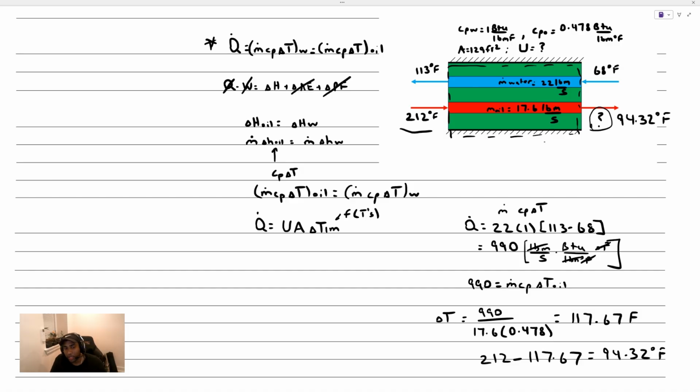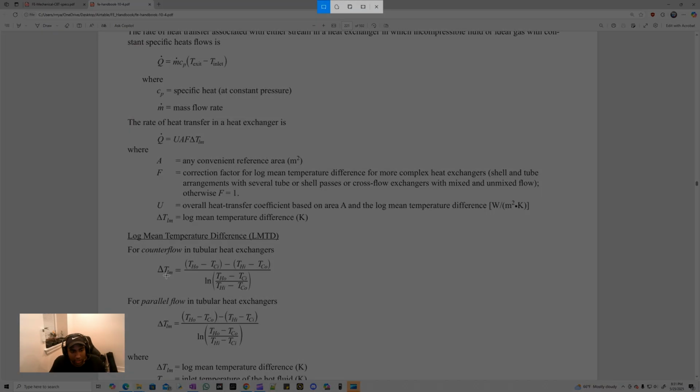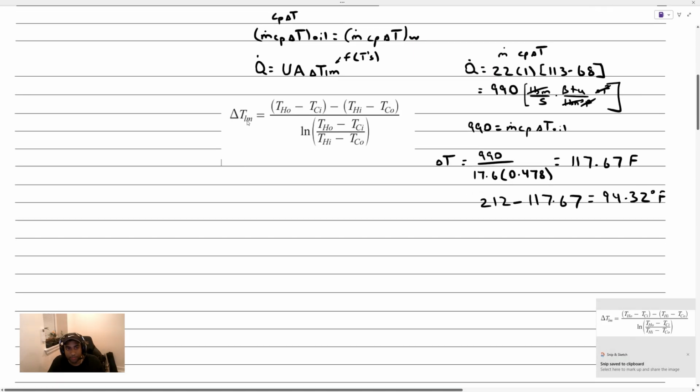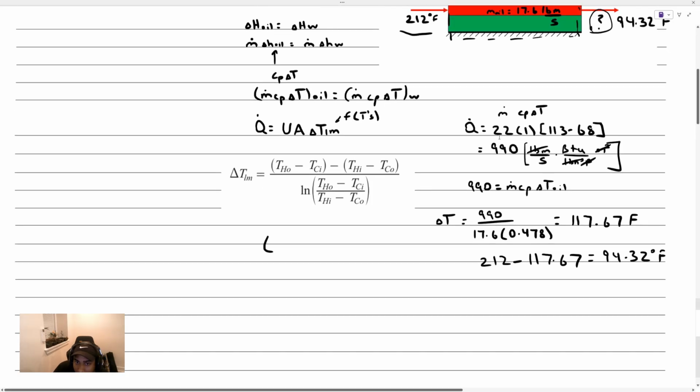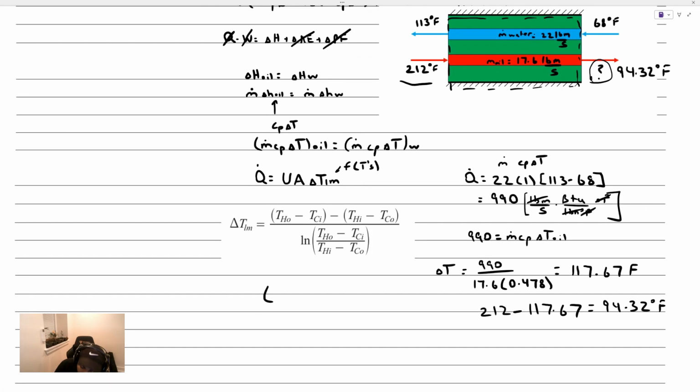Now we can go ahead and plug into the log mean temperature difference, and we're almost on our way to solving this problem. I'm going to go ahead and screenshot for a counterflow heat exchanger what the delta T log mean is. We're just going to plug right into it. Okay, so what we have is the hot outlet. The hot stream is the oil because it's coming in at a hot temperature. The hot outlet is 94.32. That's what we just computed.